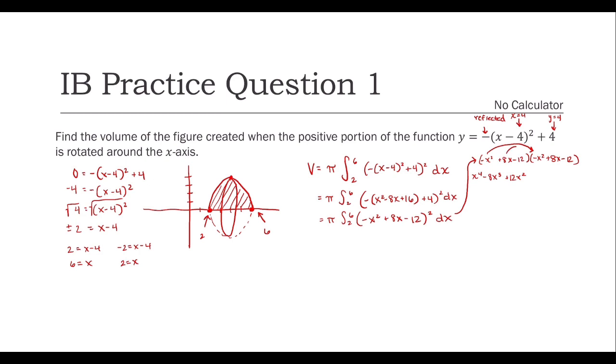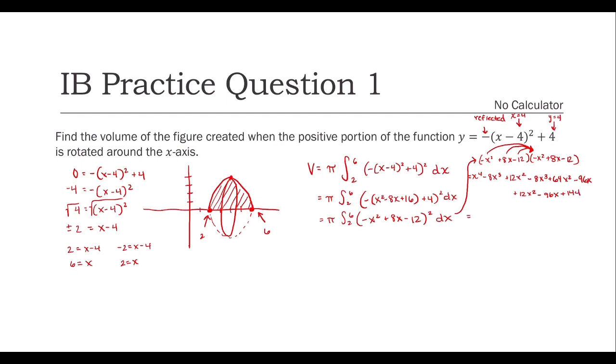Then we'll multiply 8x by everything in the second set of parentheses. So we'll get negative 8x cubed plus 64x squared minus 96x. And then we'll multiply negative 12 by everything in the second set of parentheses. So we'll have plus 12x squared minus 96x plus negative 12 times negative 12, which is 144.